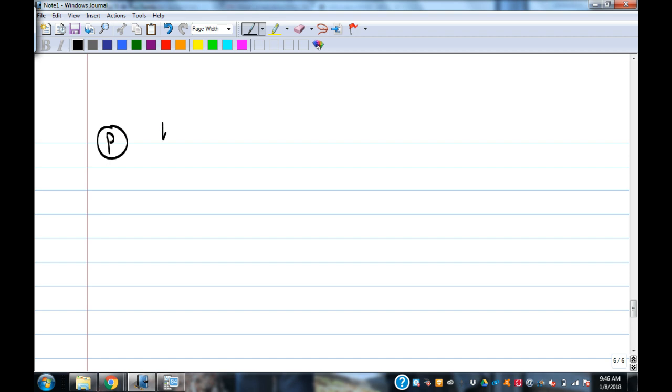Let's say we had this function. H of x is equal to 12 over x squared minus 16.